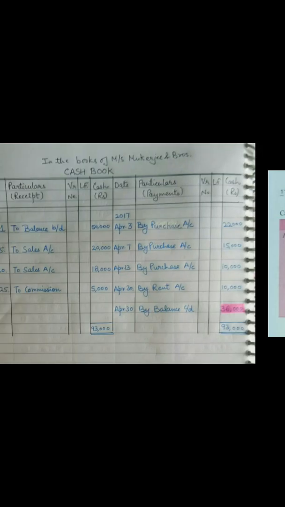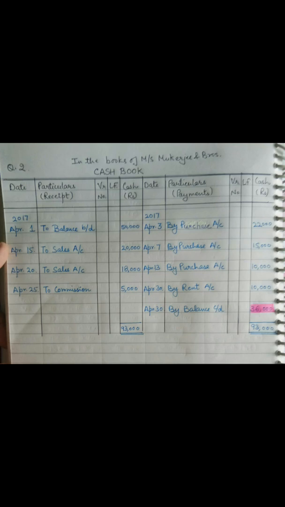So let us see on the debit side on 15th April. In the date column I have written 15th April, and in particulars, to sales account has been written here and the amount is written in the cash column, that is 20,000. I hope this must be clear to all.